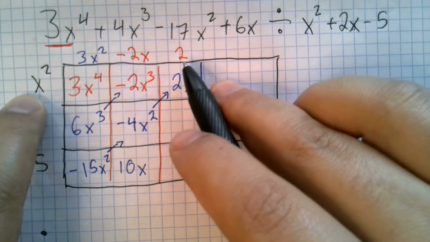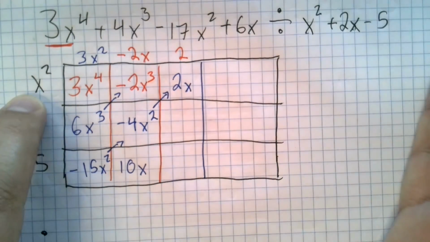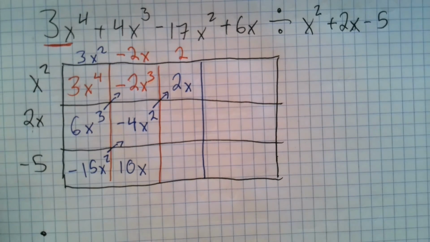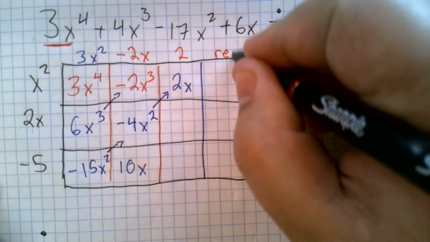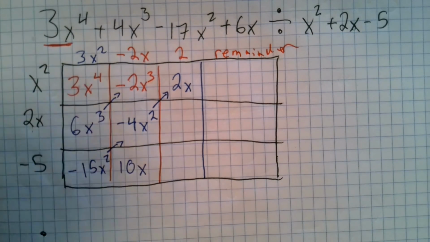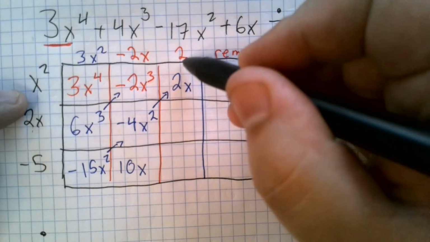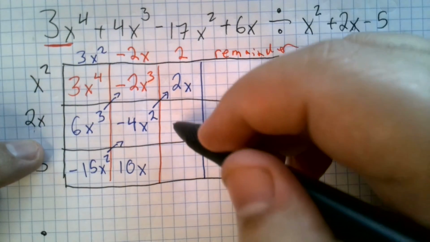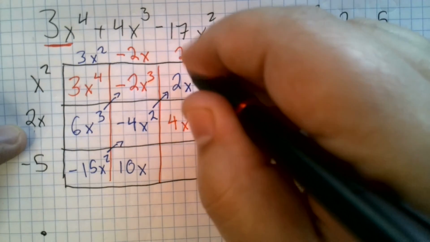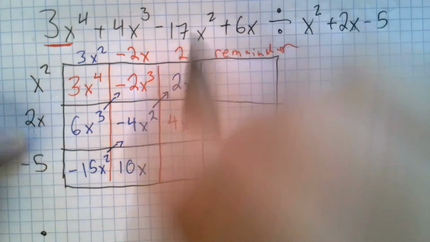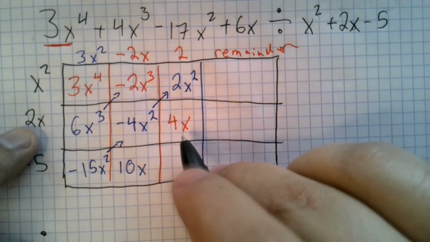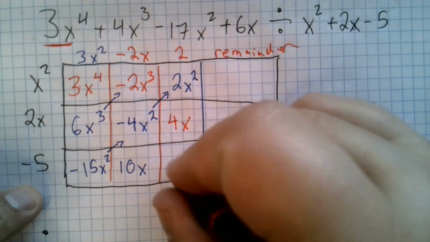Now there's no x, so everything beyond this particular column is going to be part of the remainder. So I'm going to write that over here and say this is all the remainder. And yes, there will be a remainder. So we have 2, so this must then be 4x. I forgot the squared. I was like, what? That doesn't make sense. 4x, and then this down here is negative 10.